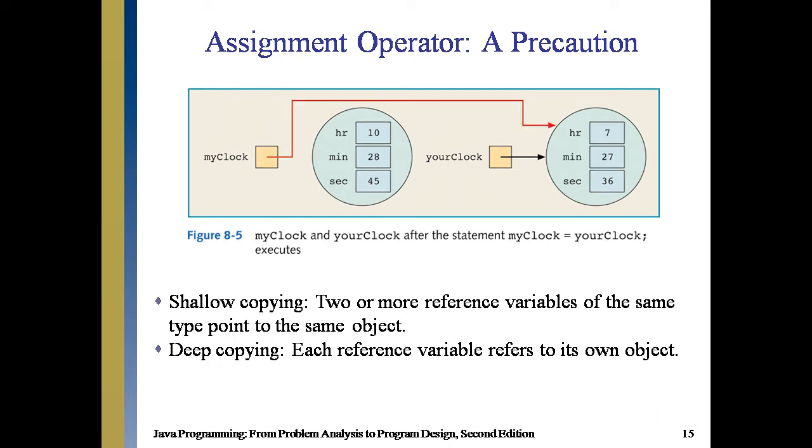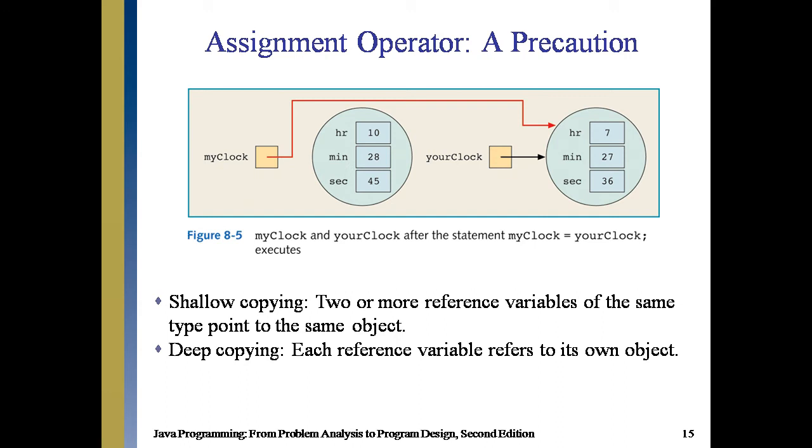As you can see in Figure 8-5, after the statement myClock = yourClock, myClock and yourClock now point to the same object. This is called the shallow copying of data. In shallow copying, two or more reference variables of the same type point to the same object. That is, two or more reference variables become aliases. Note that the object originally referred to by myClock becomes inaccessible.